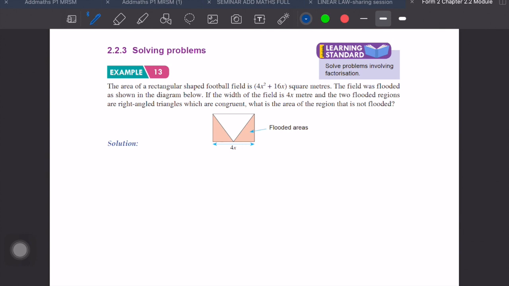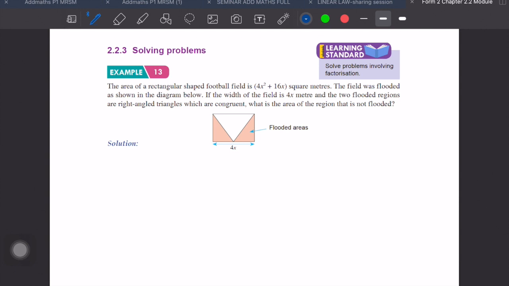Okay, so the last learning standard is solve problems involving factorization. Okay, so kita tengok example 13. The area of a rectangular football field is 4x square plus 16x square meter. The field was flooded as shown in the diagram below. If the width of the field is 4x meter and two flooded regions are right angle triangles which are congruent, what is the area of the region that is not flooded?